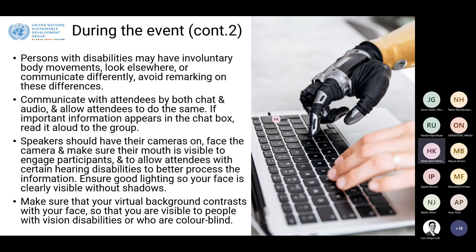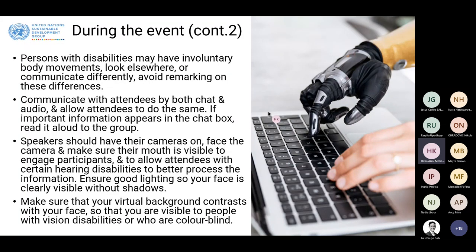Okay. So as we said before, try to read out any information that is available in the chat box. Read it aloud so that the audience can hear it. And be sure that speakers can face the camera directly, with nothing standing in the way or blocking the view of their lips, mouth and face.